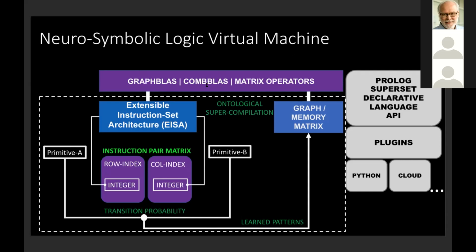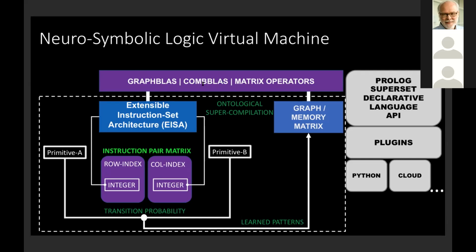One is called the Combinatorial Basic Linear Algebra Subroutines Library. It's called CombBLAS, on which GraphBLAS is built. And it also supports a whole range of matrix operators. So instead of doing discrete symbolic computations, you substitute the discrete symbolic world with matrix operators that produce the exact same thing as if you had done a symbolic computation.